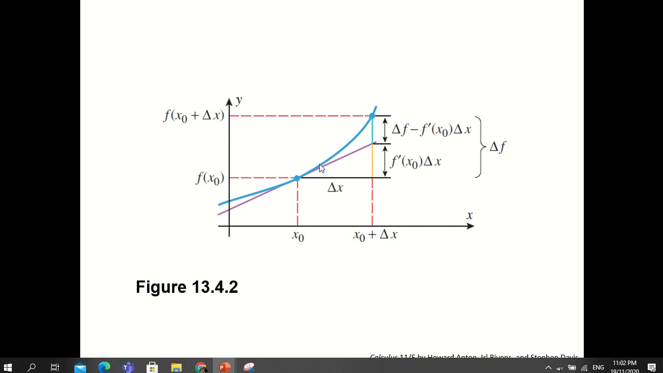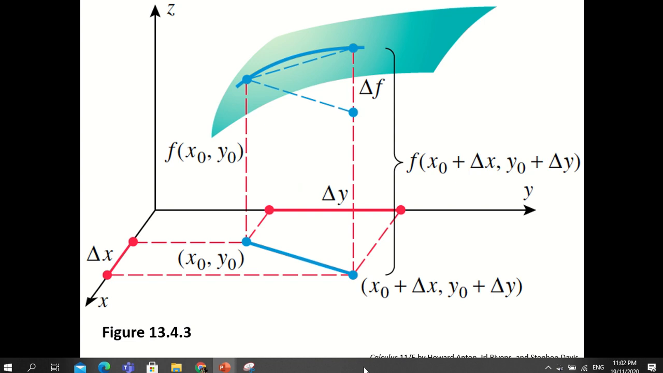So what will happen is that the delta x will decrease. And there's a limit, so the limit of that is what we call the slope. Similarly, we can use that concept also to apply to this one, but this is now in a three-dimensional situation.